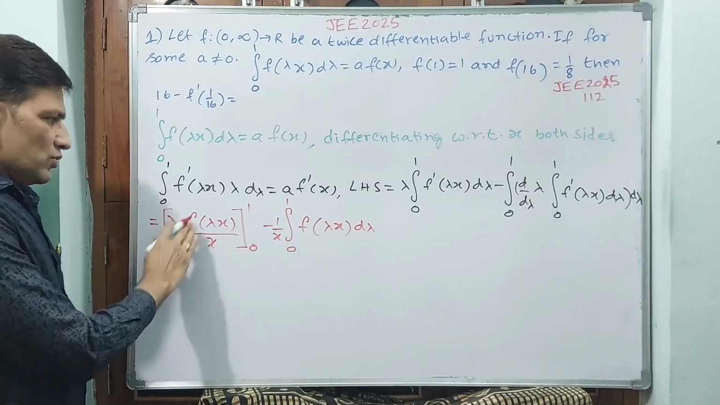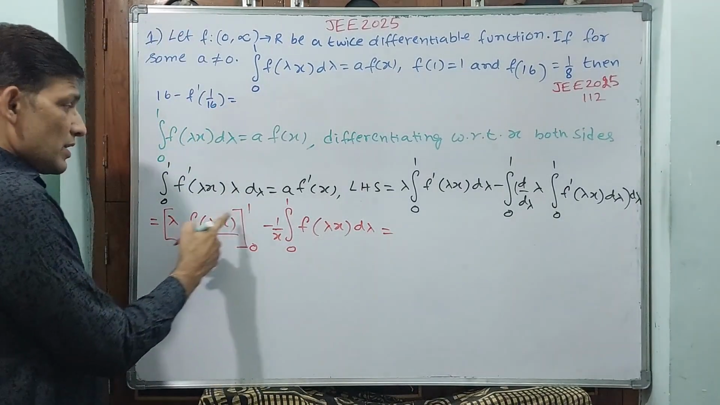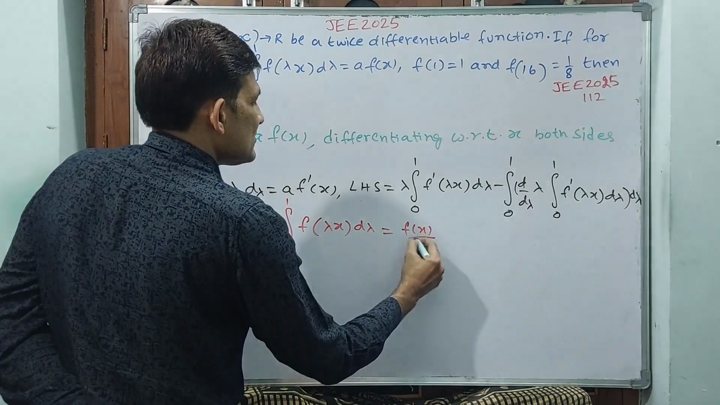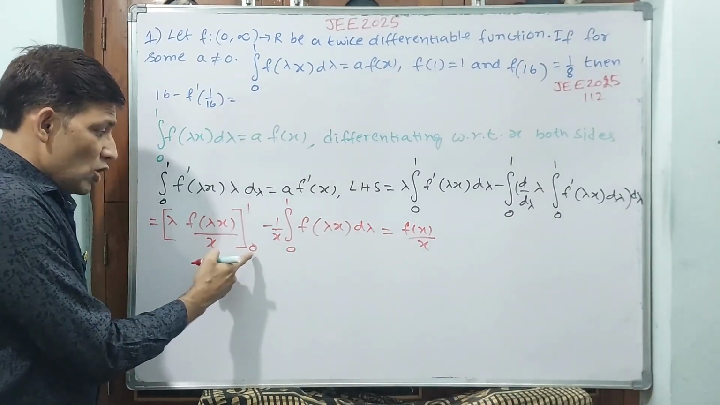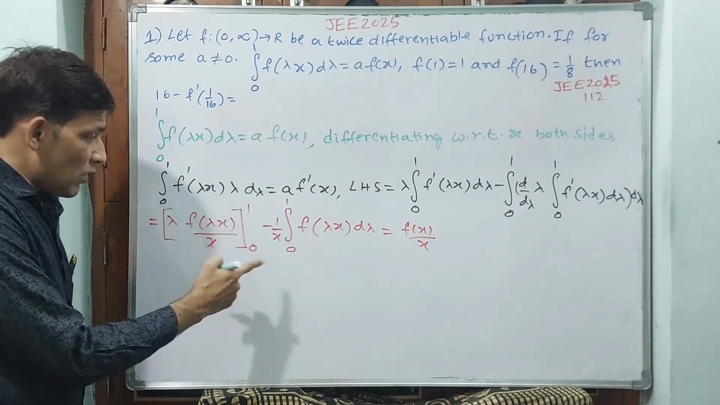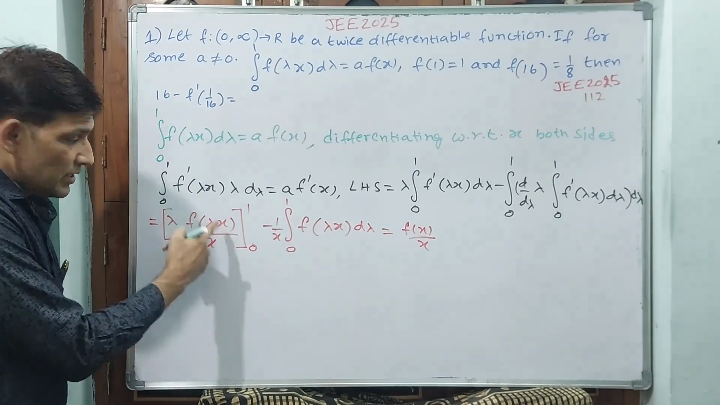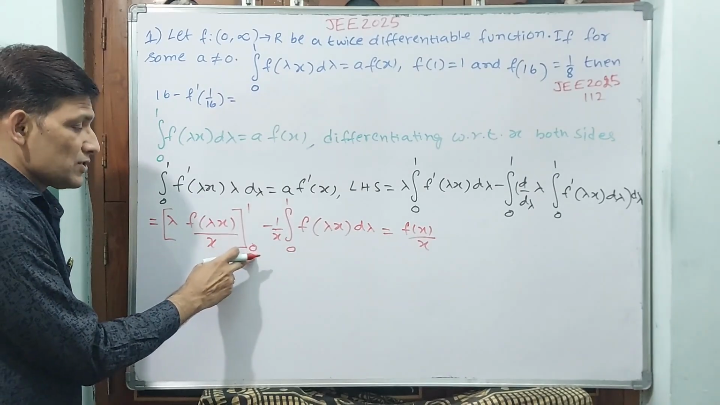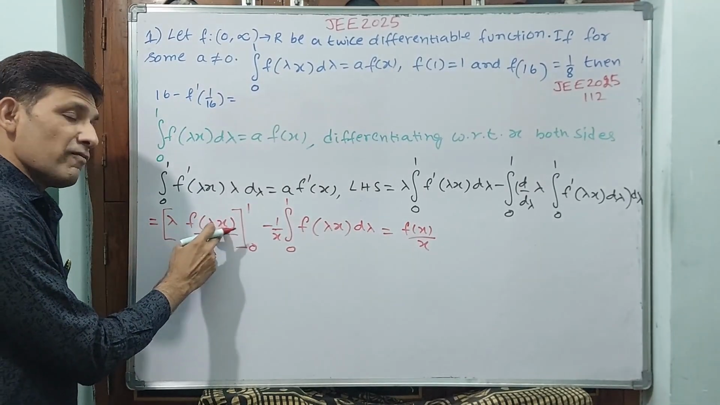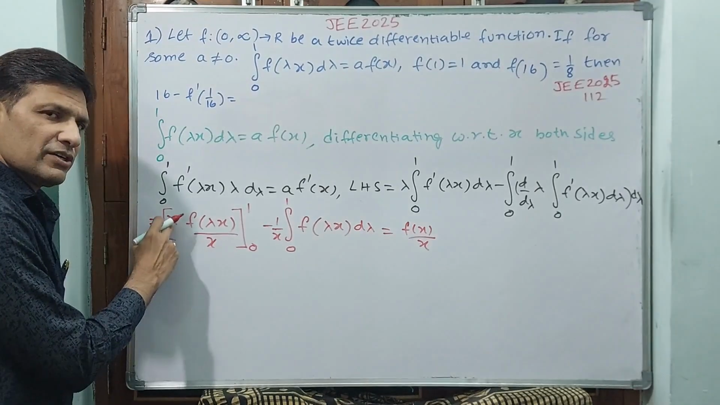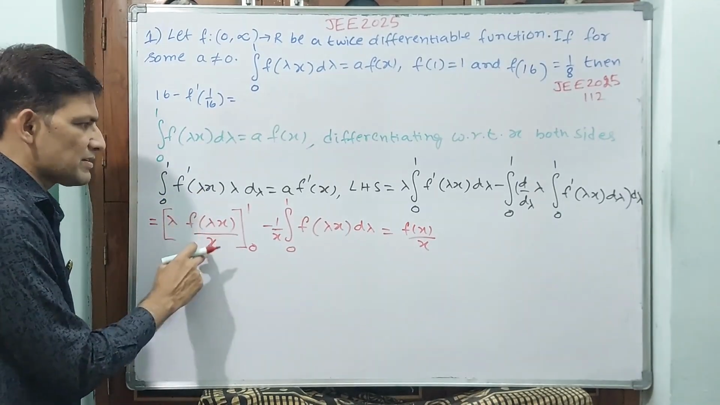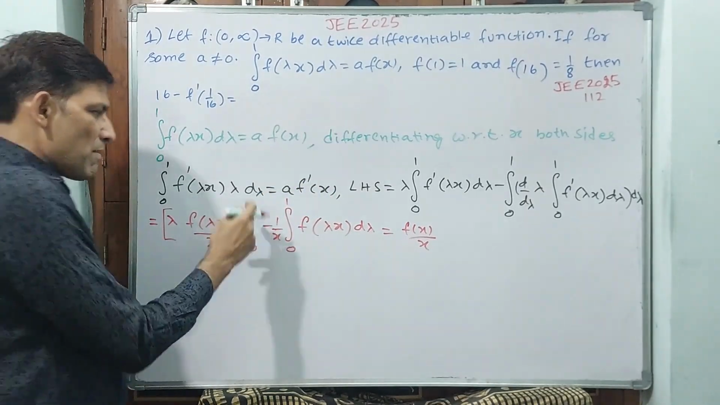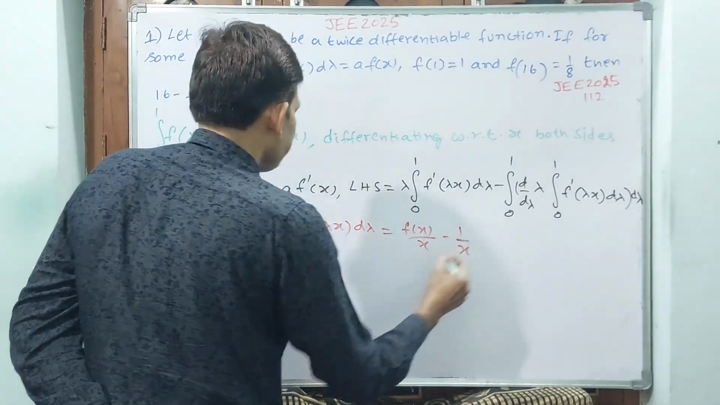Now, if you substitute 1 into f of x by x, the upper limit, and in place of 0 the lower limit. See, now we are submitting these values for lambda, not for x. Okay, that you know very well. Why? Because we have done with lambda. See, 1 means 1 into f of 1 into x, that is f of x by x. Minus 0 into something is 0, that is why I am not writing 0. Okay, now minus 1 by x.